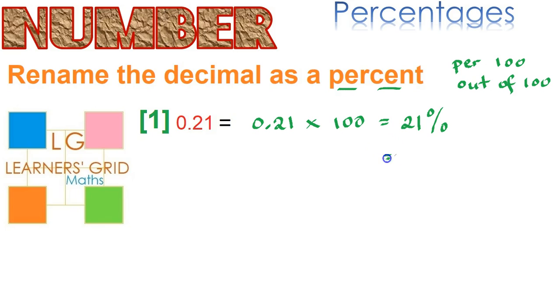Now that is the same as saying 21.0%. And I write it like that just to highlight, hey, here's the decimal point. It still exists. It's just in this particular version here, the decimal point is invisible. We don't put it down because we don't need it. But if you remember that, you can see that it came from here and it moved 2 places to the right. This decimal point was moved 2 places to the right. So when we multiply by 100, the decimal point moves to the right 2 places.